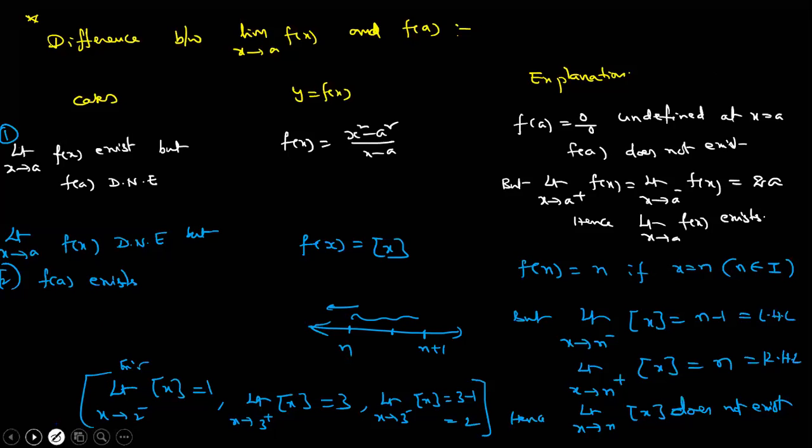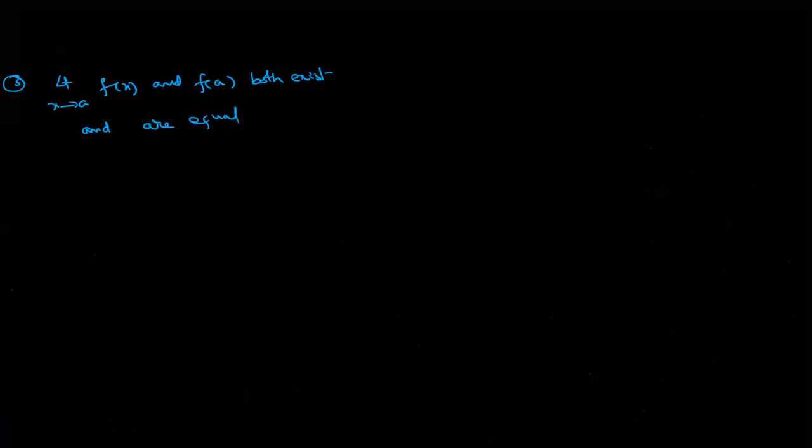Okay. Now see, third case. What is third case? See, limit x tends to a, f of x and f of a both exist and are equal. I'm taking one example. Dear student, see, f of x equals sin x when x is less than 0, and x when x is greater than or equal to 0. This is the function. One example. What is the meaning? Limit is existing and f of a is also existing and both are equal.